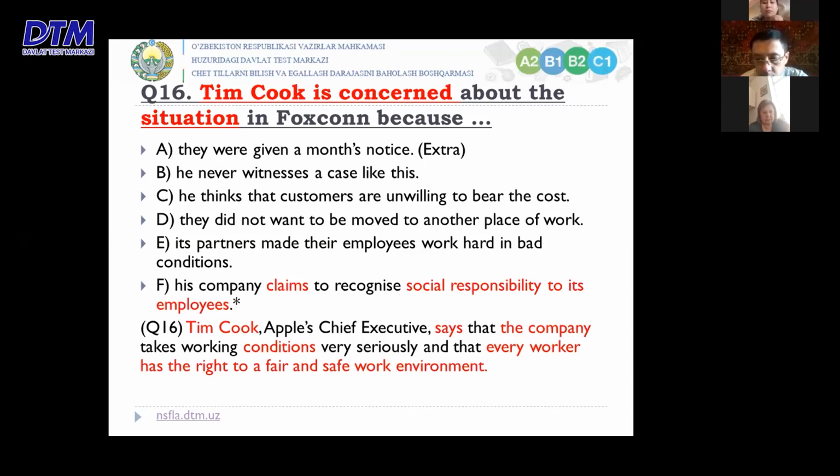It says Tim Cook, and says is concerned. The company, conditions, it says about the situation, and every worker, it says social responsibility to its employees. F option is the key. Tim Cook is concerned about the situation in Foxconn because his company claims to recognize social responsibility to its employees.